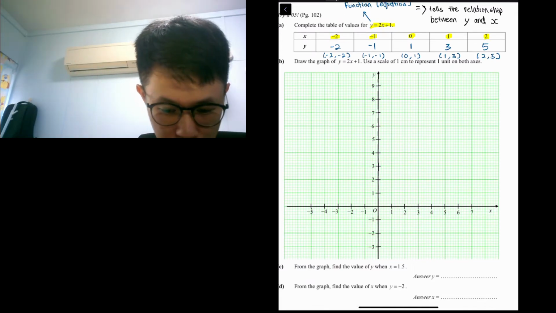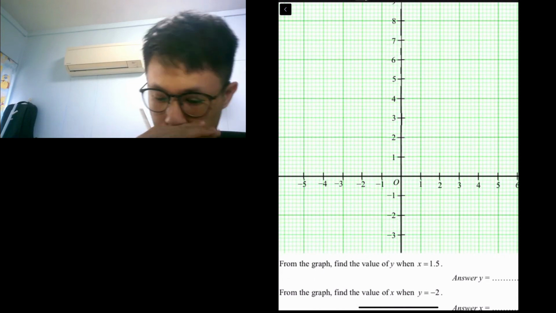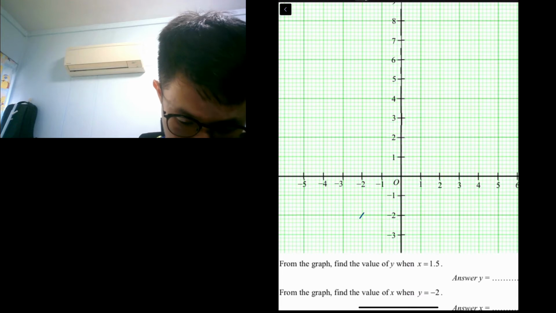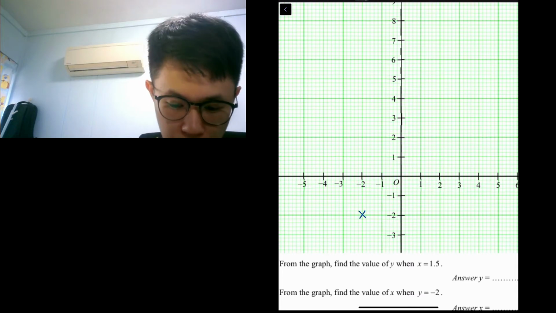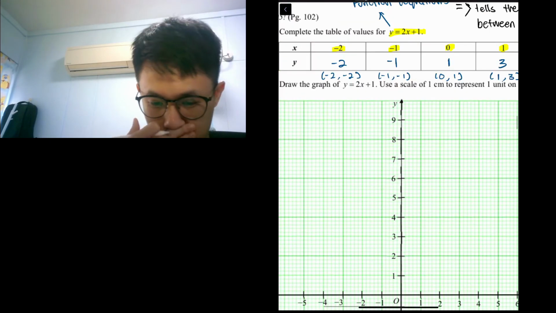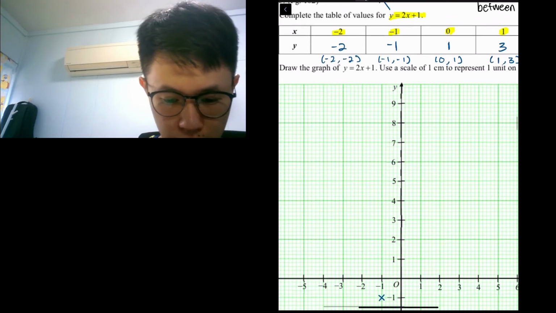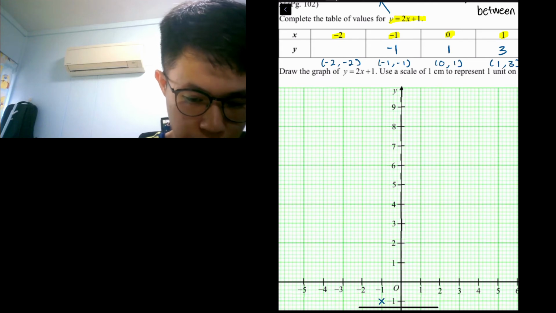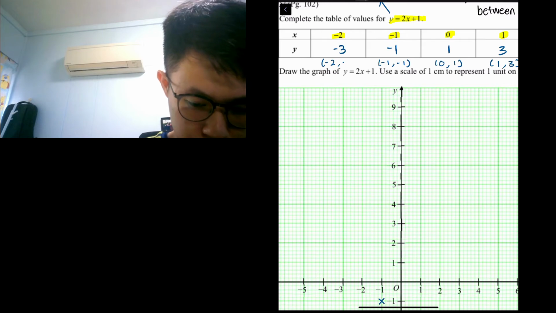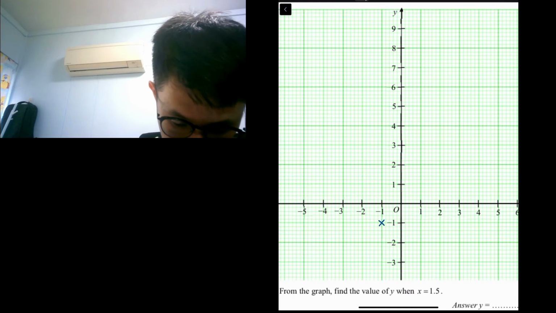So the first one is -2, -2. So -2, I'm going to increase this size a bit. It will be here. Okay, next we have -1, -1 here. Oh, did I make a mistake somewhere? Oh, so sorry. This one should be -3. My bad. I made a mistake. Okay, so let's erase this. It should be negative 3.